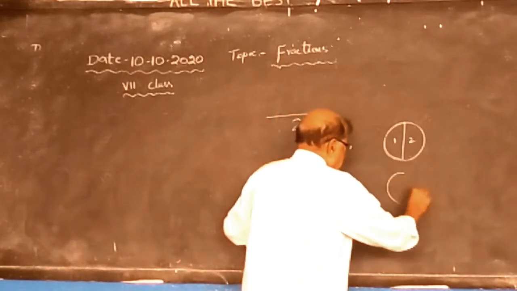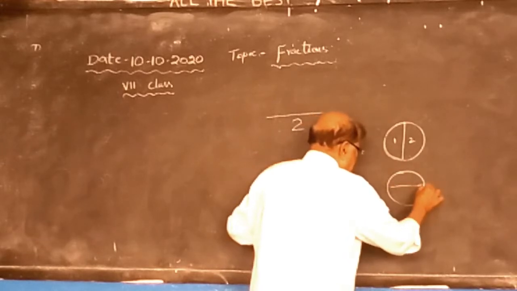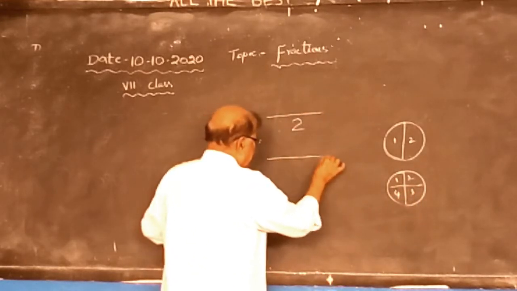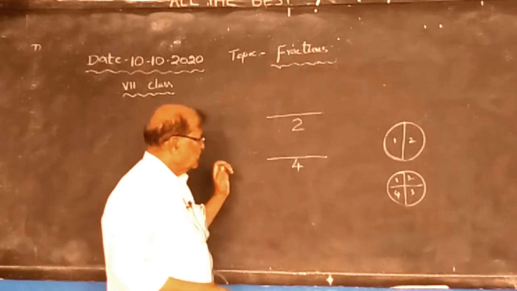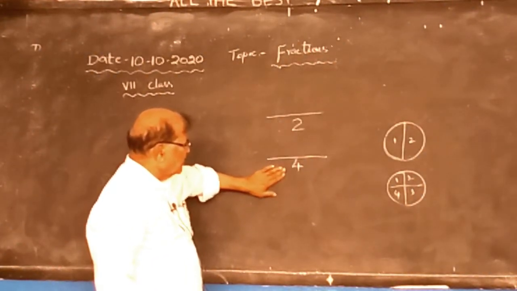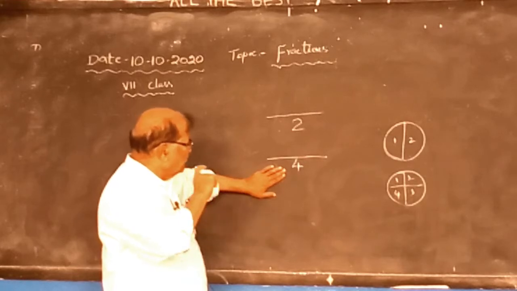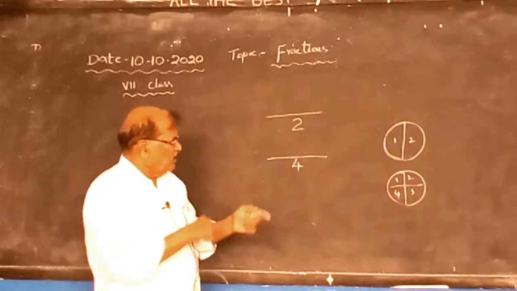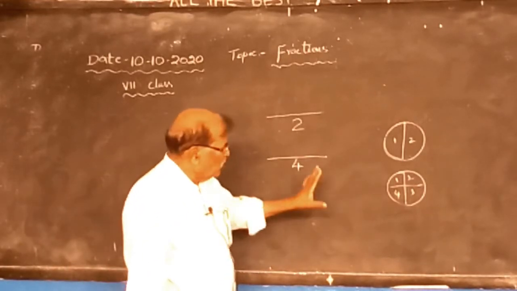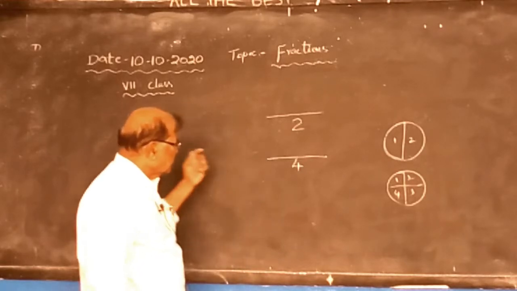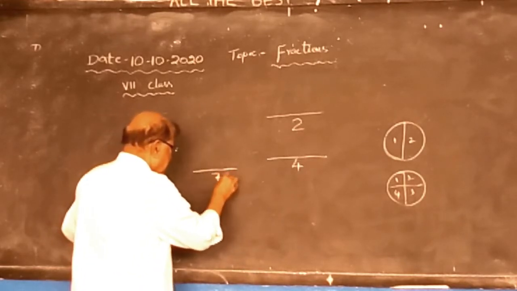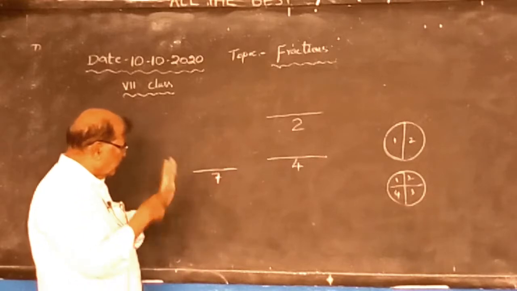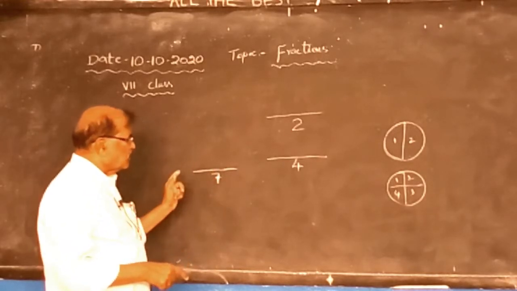Suppose this roti is divided into four parts, 1, 2, 3, 4, so it is represented in the place of the denominator. So it is very clear that the denominator always represents the number of equal parts made from a whole thing. Suppose there is a fraction with 7 in the place of the denominator. That means the article, whatever it may be, is made into 7 equal parts.